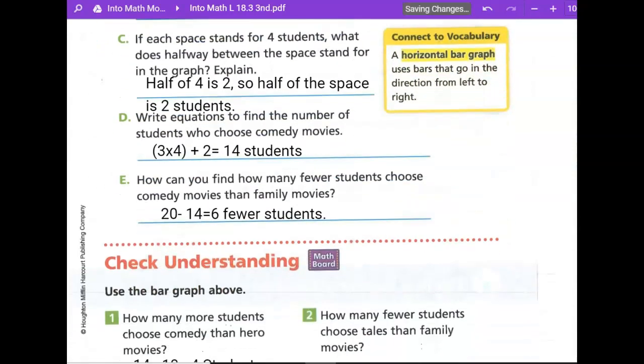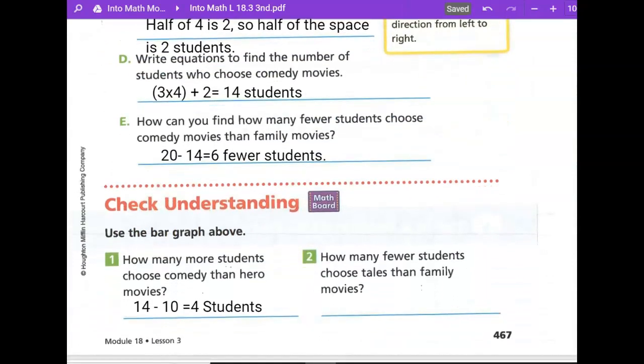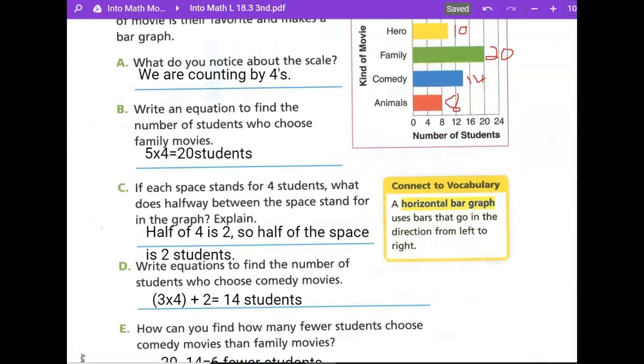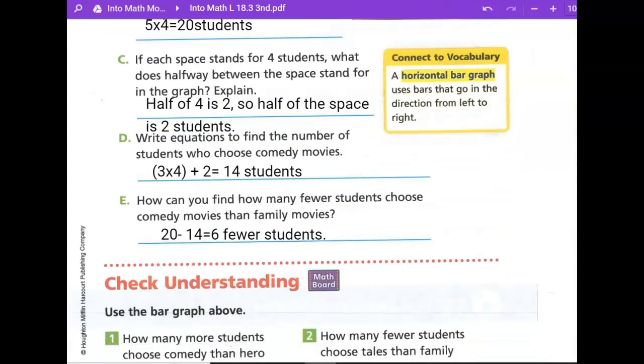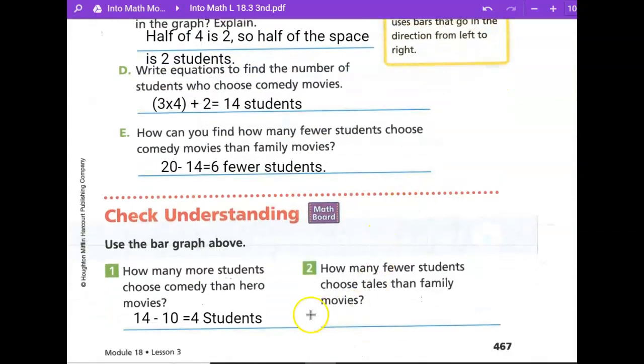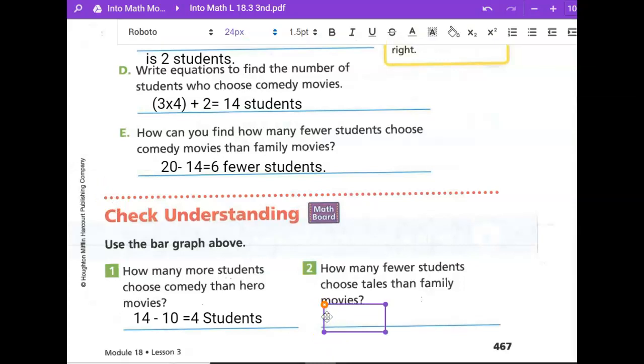So we're comparing in problem 2 tales and family movies. So tales is up to the top, is 12, and family movies is 20. How many fewer students chose tales than family movies? So we have 20 minus 12 equals 8 students. Okay?